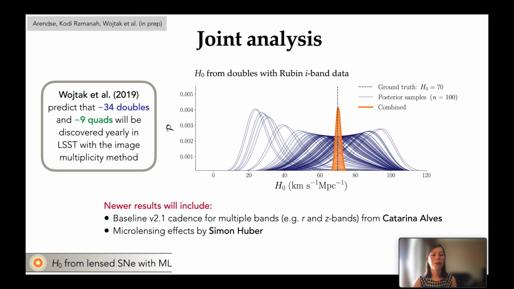However, I don't have a final estimate yet, because for the simulation, now it's only in the I band, and we're also going to include simulations for multiple bands using a simulated cadence by Catarina Alves, and also include microlensing effects by Simon Huber.